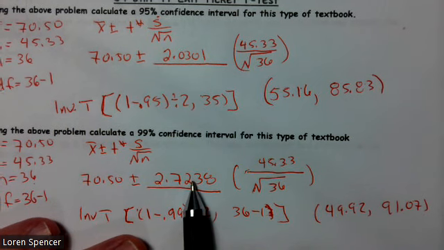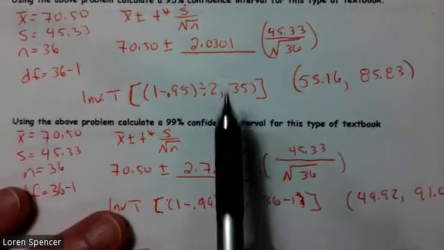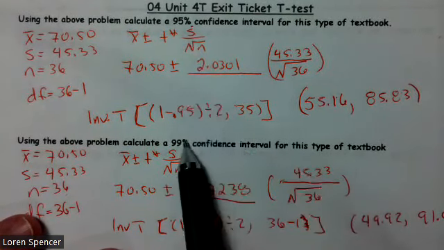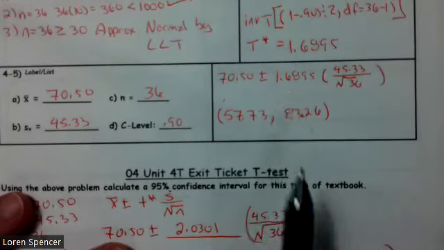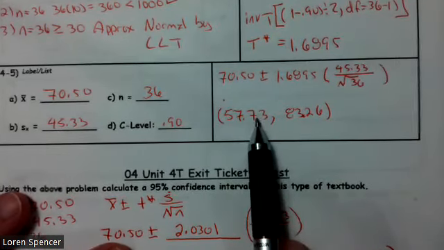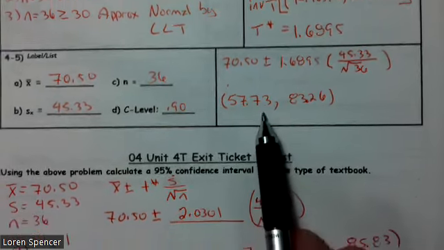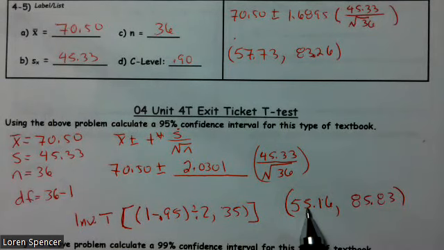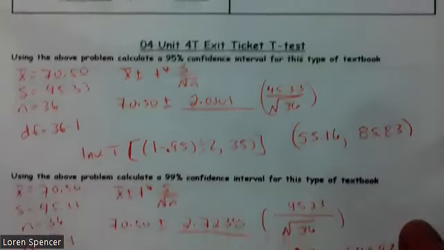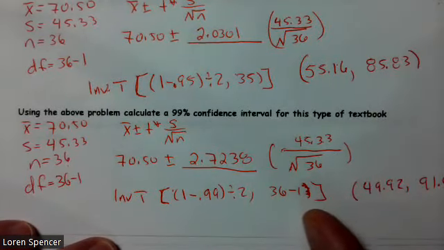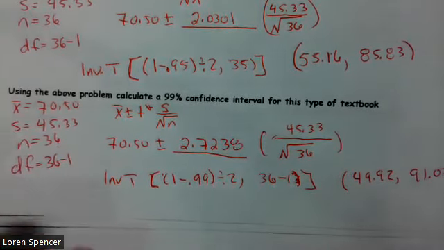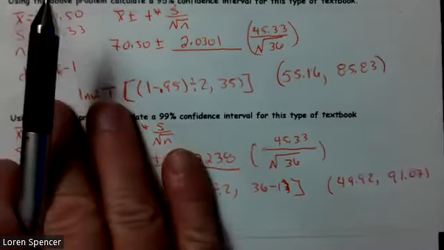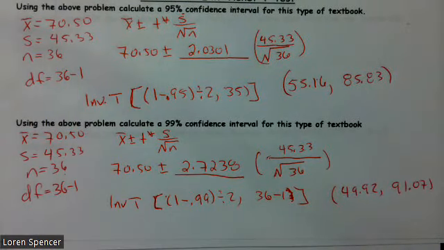Why? Our t star is larger. Why? Our confidence level went up. As your confidence level goes up, from 95 to 99, the interval got wider. When we ran it at 90, it was even smaller. From 90 to 95, the range went a little bit lower and a little bit higher, so it's a little bit wider. And when we went from 95 to 99, it got a little bit wider again. So as your confidence level increases, your interval width will increase as well.